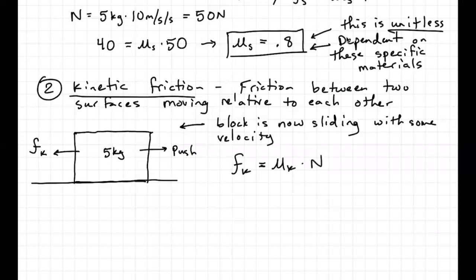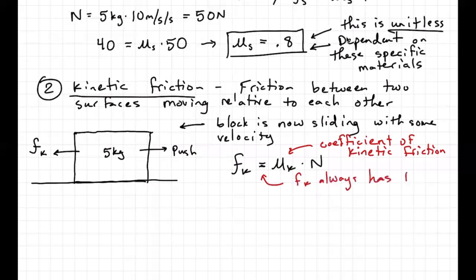So it kind of looks the same. A few things I want to point out. This is the coefficient of kinetic friction, which is different in general than the coefficient of static friction. And this is an equality. So Fk always has the same value. There's none of this threshold business as there was for static friction. If two surfaces are sliding relative to each other, then there's kinetic friction, and that kinetic friction is always equal to mu k times n.